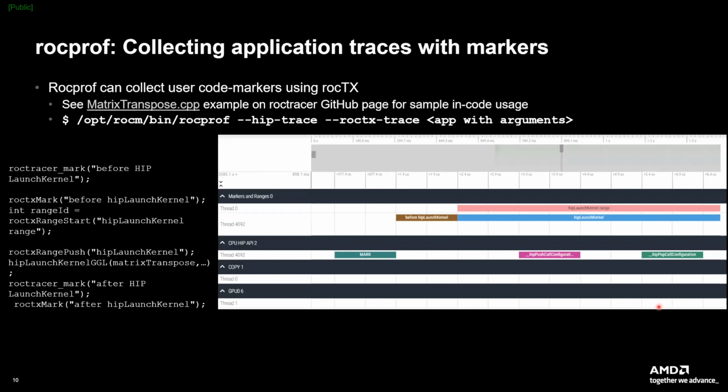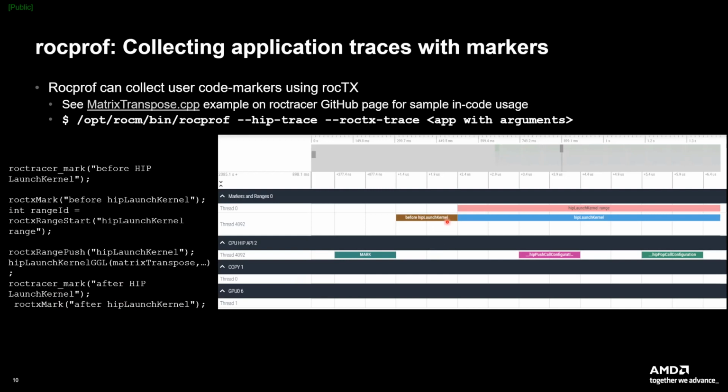Now, collecting application traces with markers. So imagine on the left, this is real code, and I say roctracer mark, and I write something before the HIP launch kernel, and I call it like that, and start the HIP launch kernel range, the range start, and then push it, then call the kernel, and that says after HIP launch kernel. And then you can see your words in the visualization, so you know exactly which point it is.